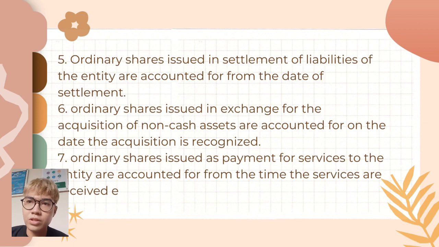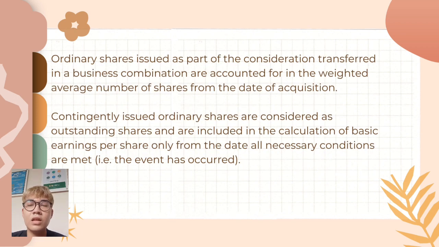The fifth one is ordinary shares issued in settlement of liabilities of the entity, accounted for from the date of settlement. The sixth is ordinary shares issued in exchange for the acquisition of non-cash assets, accounted for on the date the acquisition is recognized. The seventh is ordinary shares issued as payment for services to the entity, accounted for from the time the services are received. Then ordinary shares issued as part of the consideration transferred in a business combination are included in the weighted average number of shares from the date of acquisition.